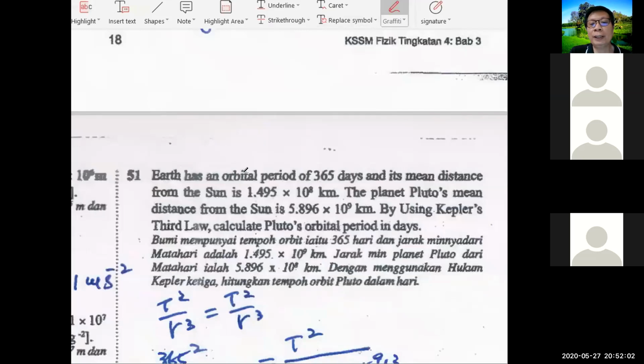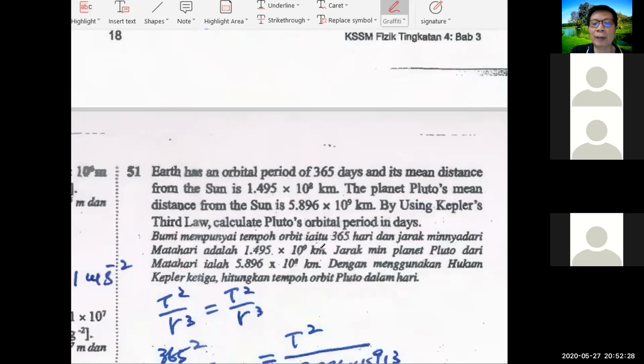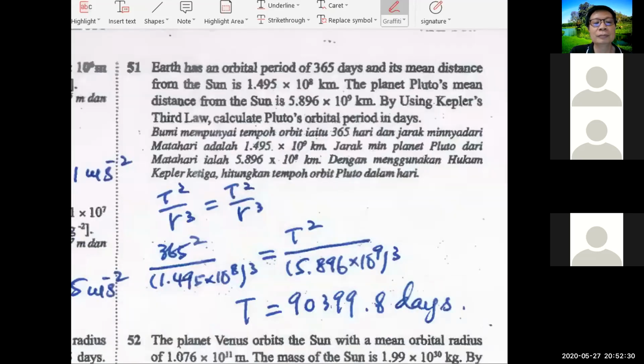Earth has an orbital period of 365 days and a mean distance from the sun. This is R. This is T. Period is T. Distance is R. Then definitely Kepler's law. The planet Pluto's mean distance from the sun is this. This one is for another planet, the distance R. By using Kepler's third law, calculate the orbital period. Okay, very simple.